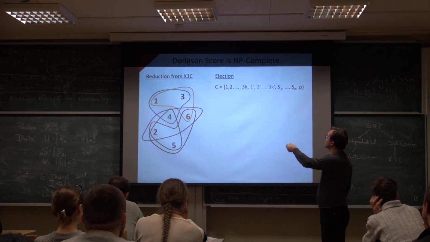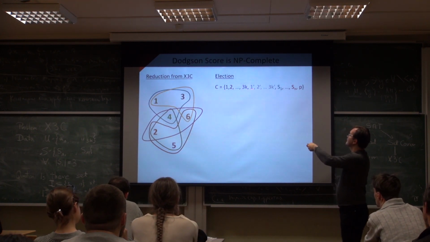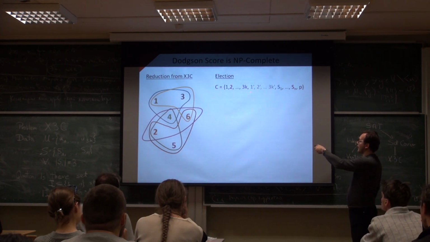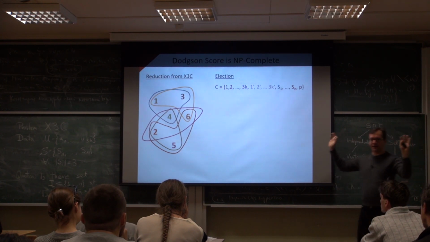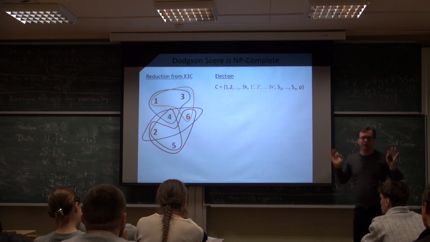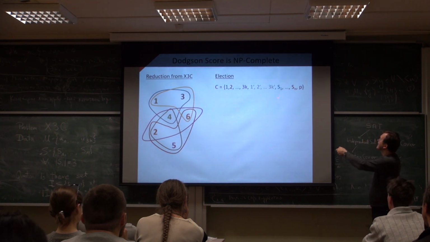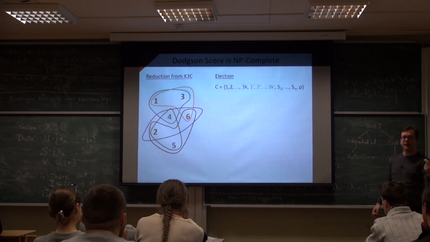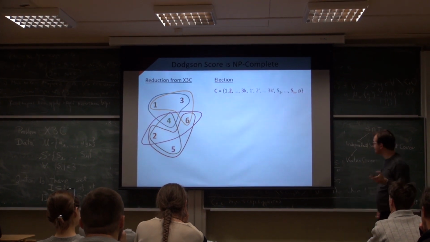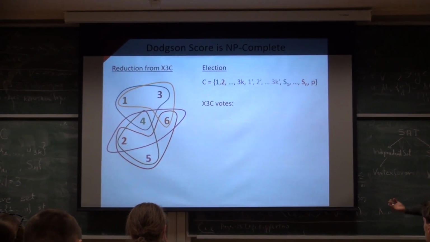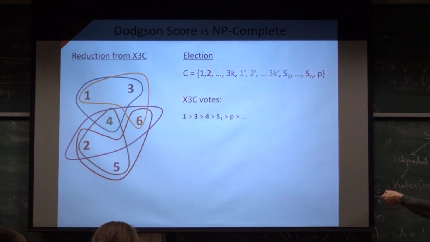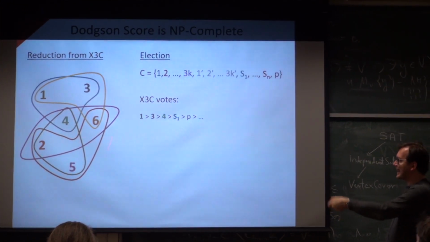In our picture, it would be 1, 2, 3, 4, 5, 6. These are the element candidates. Then I have their clones of elements. Every element comes in the real variant and the prime variant, which exists only because it's needed for the construction. Then every set will be a candidate as well. And finally, I have a candidate P, and I will be asking if he can be made a Condorcet winner by a given number of swaps. Then I have this set of candidates, and I have to prepare votes. My first votes, I call them X3C votes. They will be modeling exactly this instance.